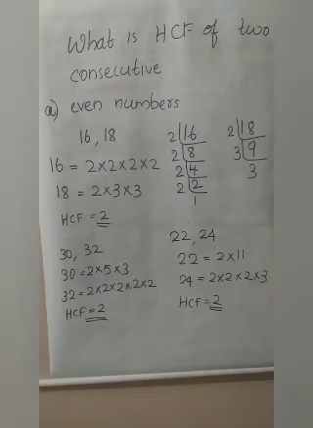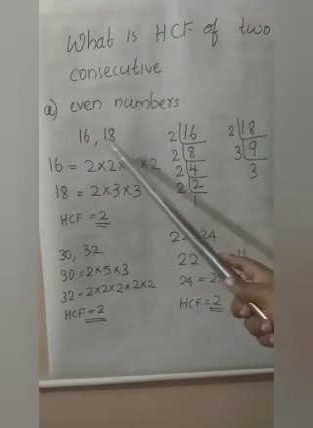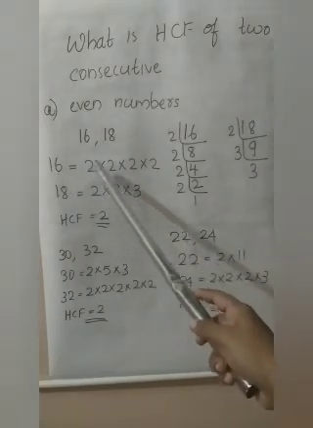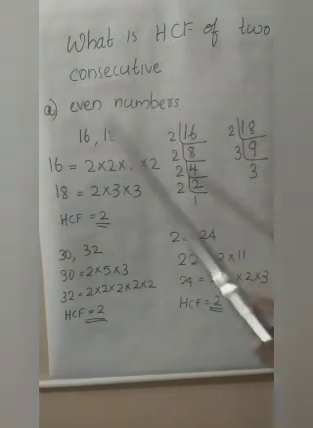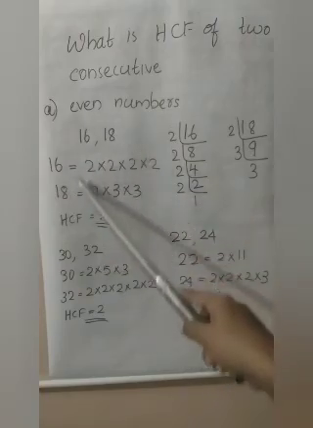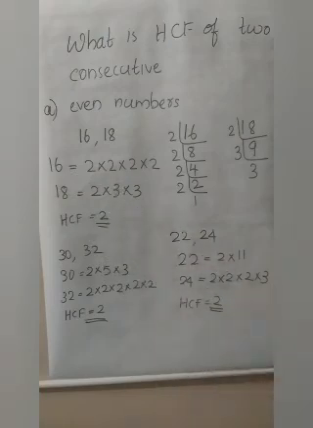Next, what is the HCF of two consecutive even numbers? If the numbers are consecutive even numbers, what is the HCF? For that, take any two consecutive even numbers. 16 and 18. In between you have 17, which is an odd number. So 16 and 18 are two consecutive even numbers. The prime factors are: 16 equals 2 into 2 into 2 into 2. 18 equals 2 into 3 into 3. What is common here? One 2. So what is the HCF? 2.